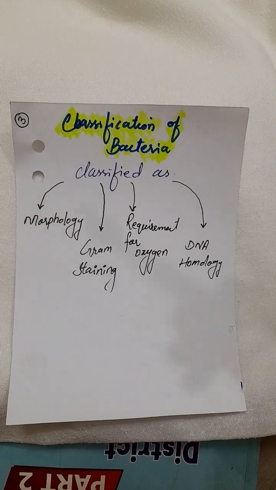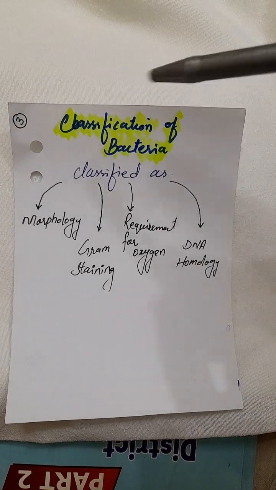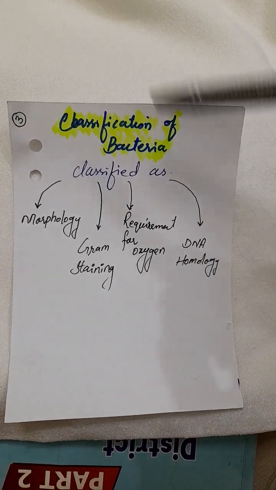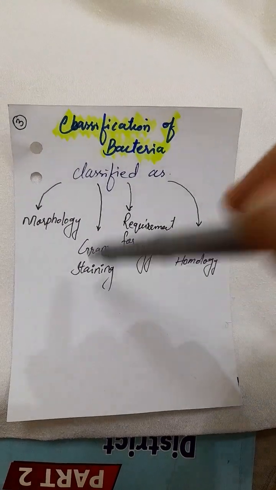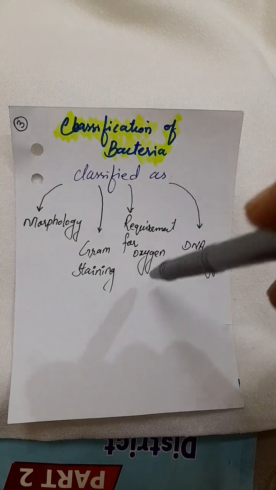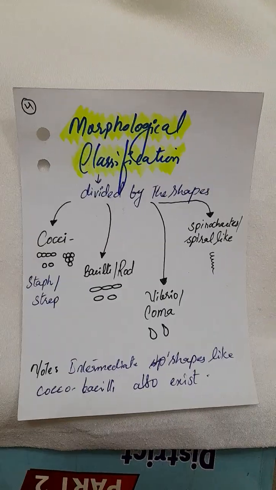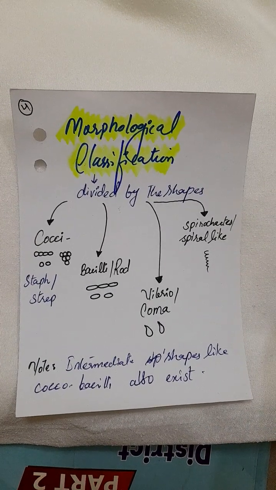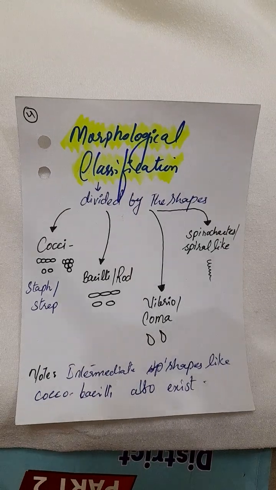Now let's move towards our original topic, which is the classification of bacteria. Bacteria are classified according to the morphology, which is the shape, or according to gram staining, which is a technique, or according to the requirement for oxygen, or the fourth one is DNA homology.